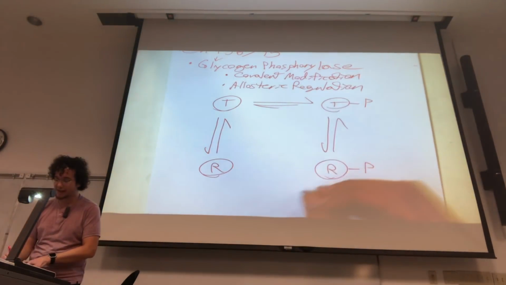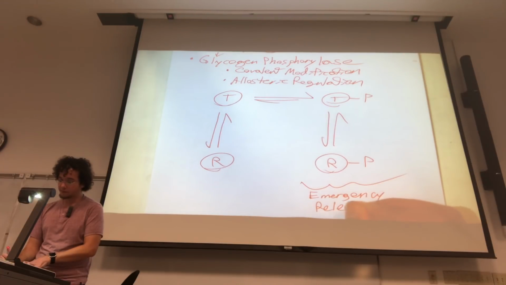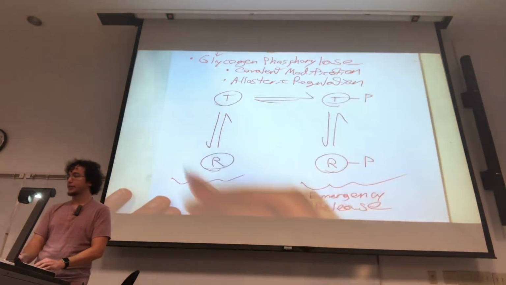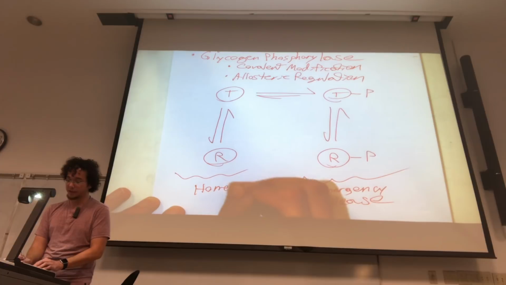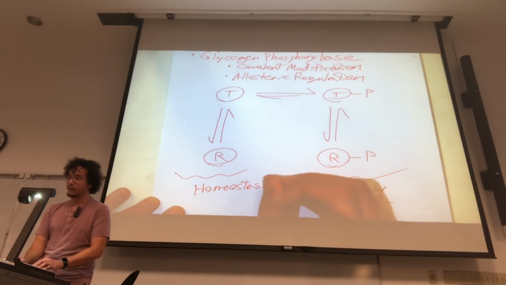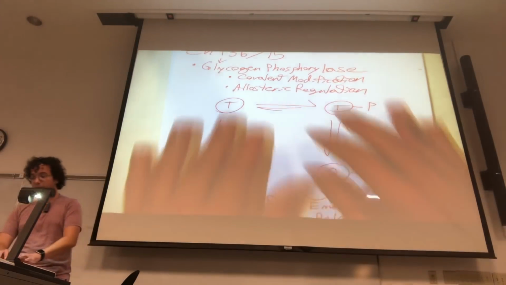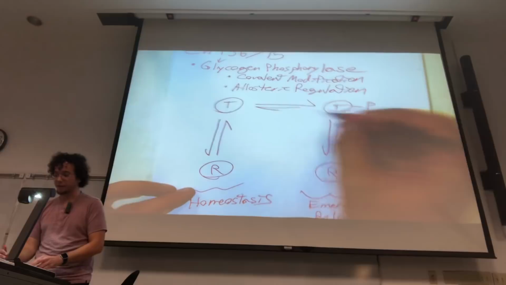So everything on the right half here represents emergency release. Everything on the left half here, without a phosphate attached to it, is for homeostasis, normal, slow regulation of glycogen phosphorylase activity.